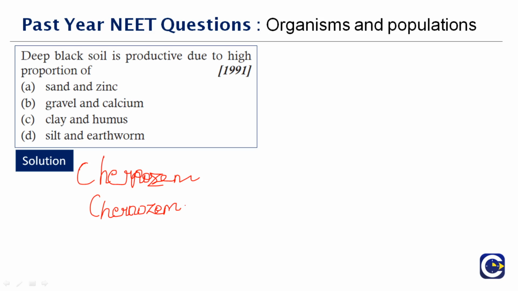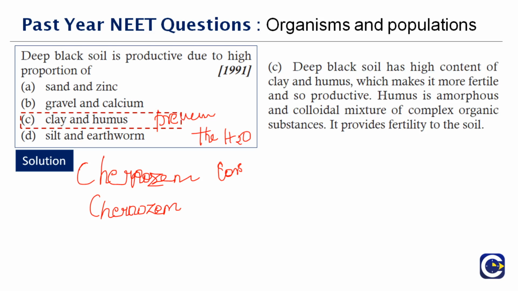So I've almost given you the clue what the answer is. Yes, it has a lot of clay and humus. As you know, clay and humus will prevent the water loss, which becomes a boon for the plants to survive. Therefore, the right answer to this question is option C.